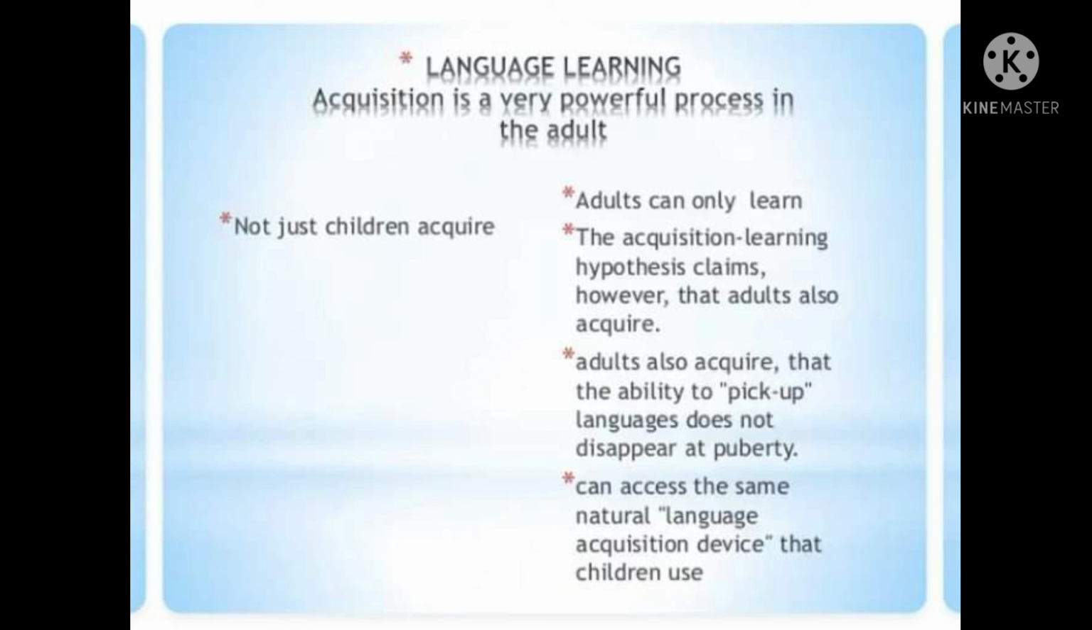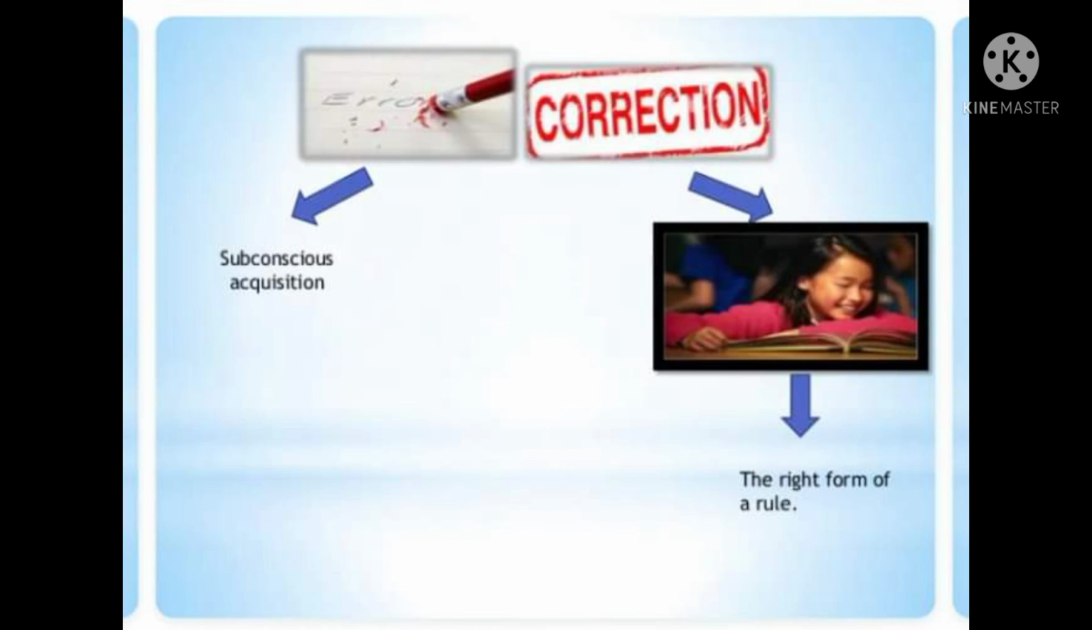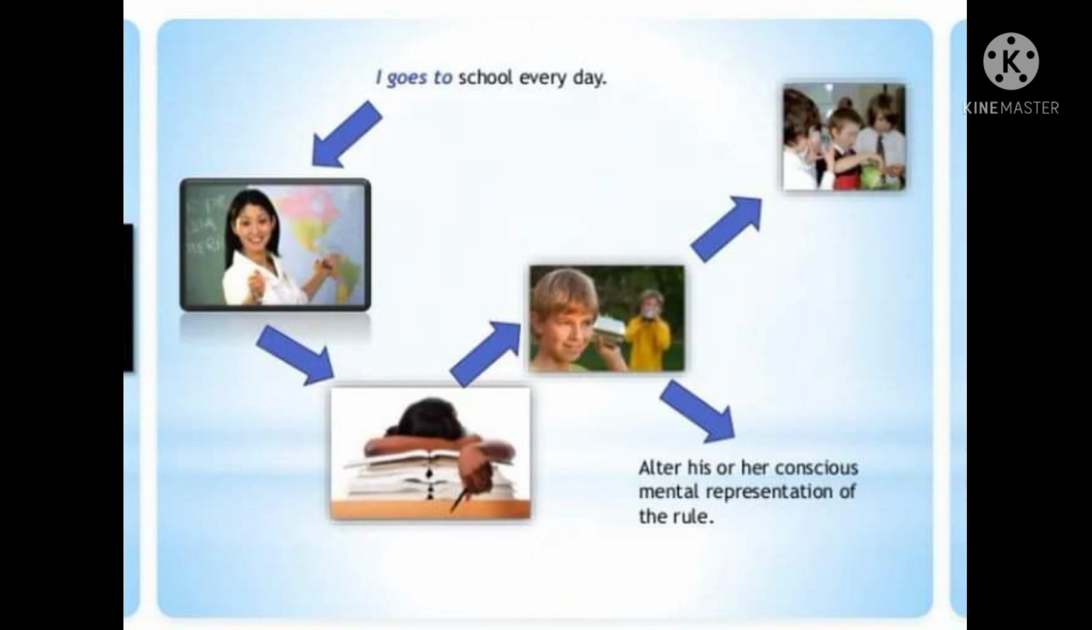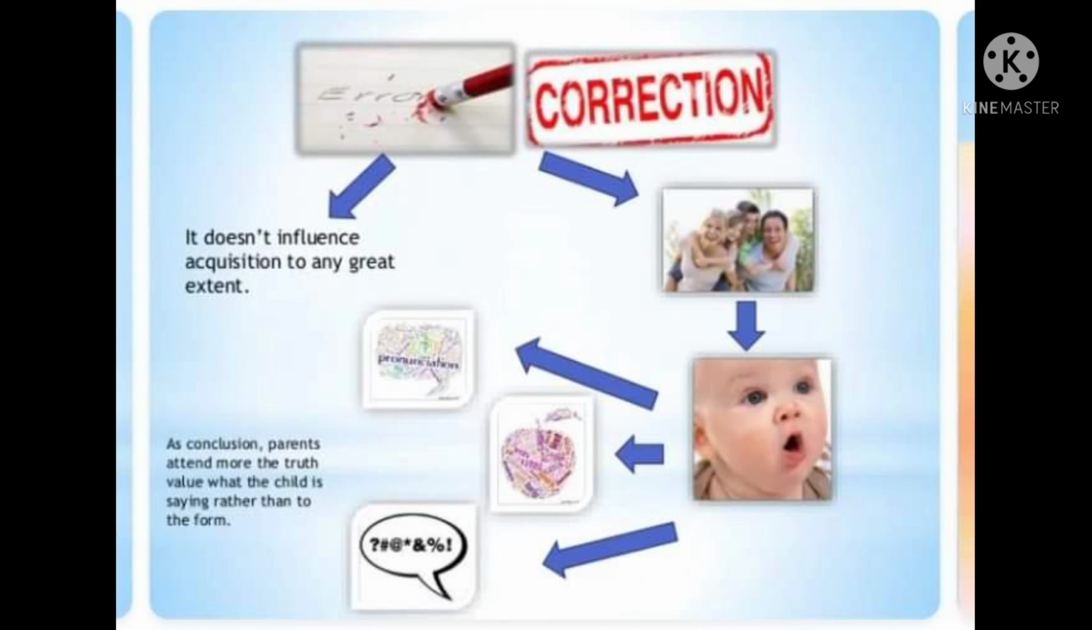Not just children acquire; adults can access the same natural language acquisition. This is subconscious acquisition. A student who goes to school every day may alter his or her conscious mental representation of a rule, but it doesn't influence acquisition to any great extent. As a conclusion, parents attend more to the truth value of what the child is saying rather than to the form.